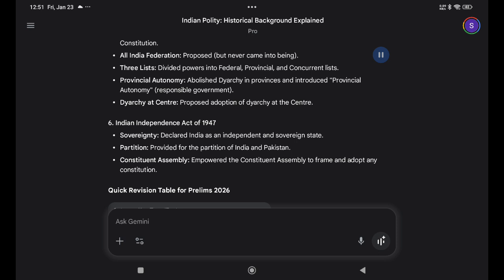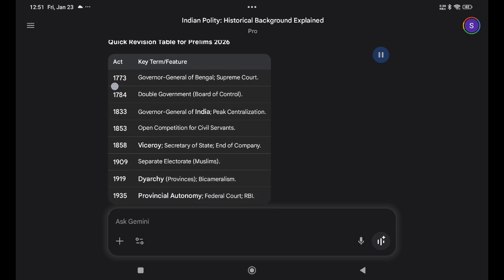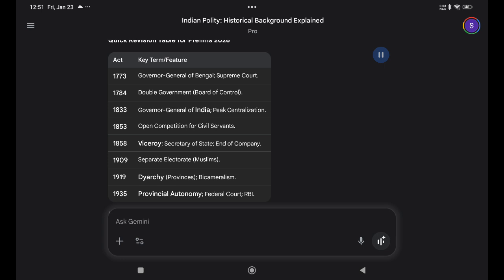Quick revision table for prelims 2026. Act, key term/feature. 1773: Governor-General of Bengal, Supreme Court. 1784: Double government, Board of Control. 1833: Governor-General of India, peak centralization. 1853: Open competition for civil servants.